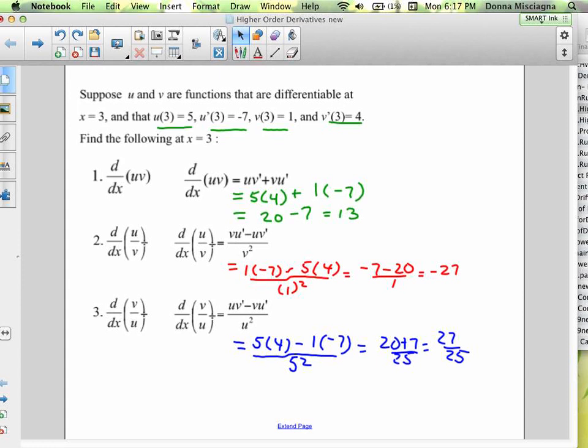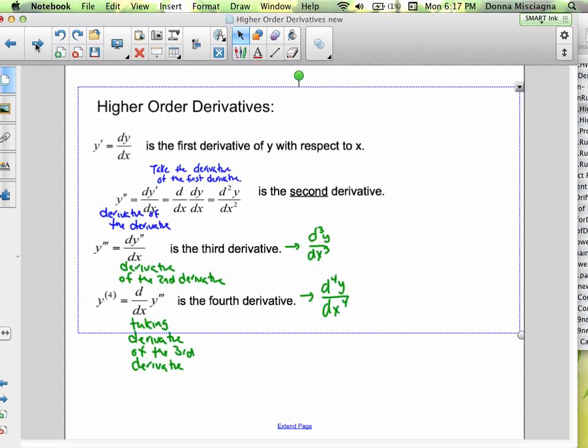Let's look at some higher derivatives. And that's what we're going to be looking at in this particular lesson. So this is going to be a little bit of a short lesson. I think it's going to be a short lesson.